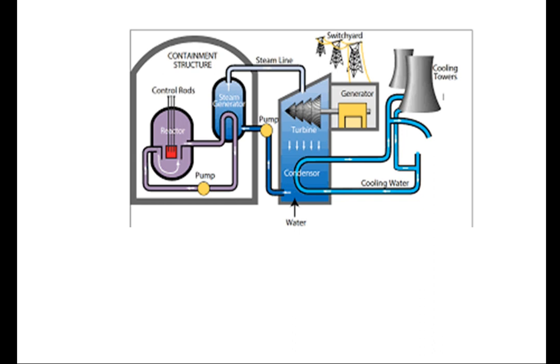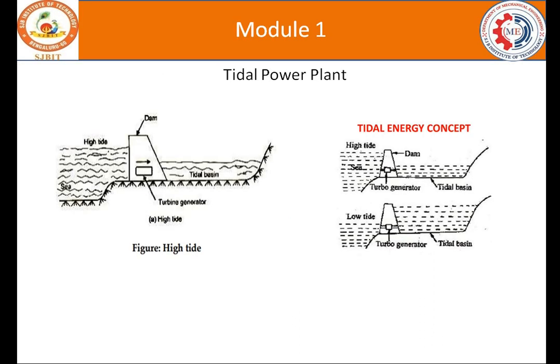Further, there is another type of power generation system which will have a control system where a nuclear fusion reaction happens. From the steam, the pump moves with the turbine. The water is moving, the generator is there, and there will be a cooling tower.